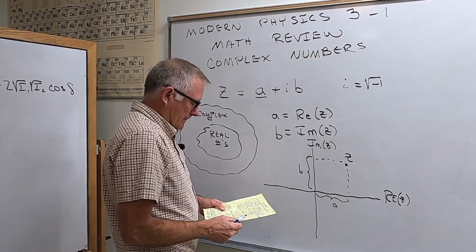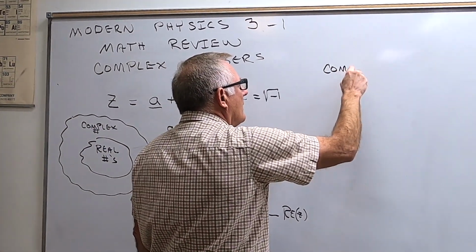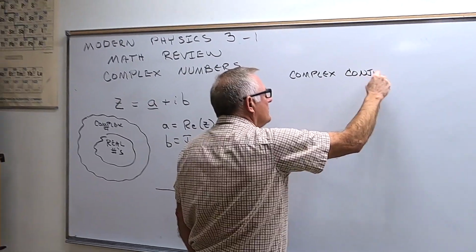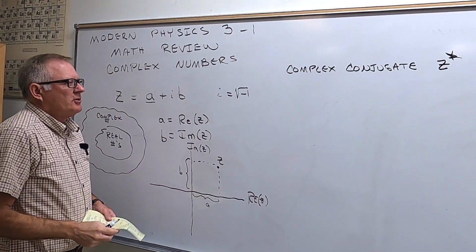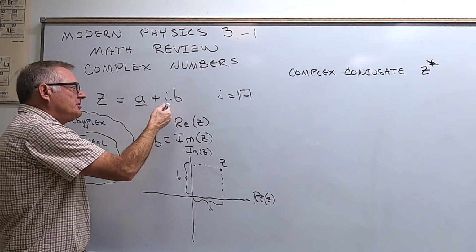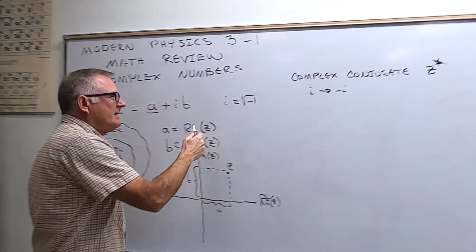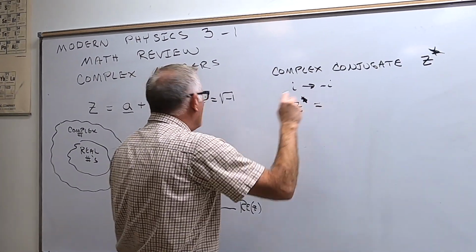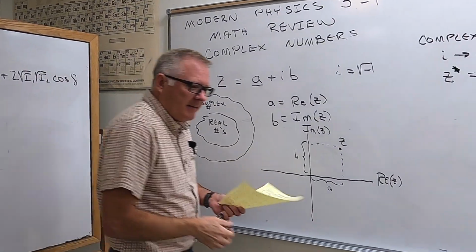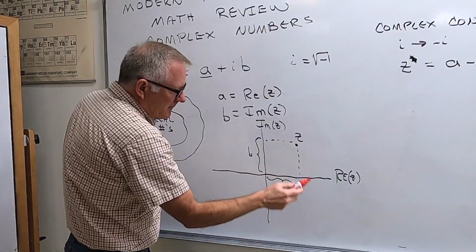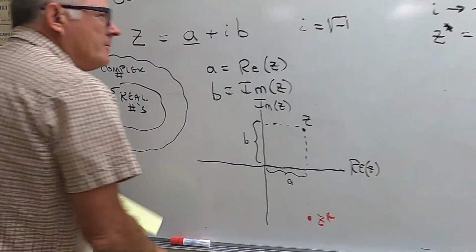We can also define something called the complex conjugate. We designate it as z star. What you do is every place in your z where you have an i, you just replace it with -i. So in this case, z star would just be a minus ib. If I drew it on my complex plane, it would just be the mirror image down here. So there would be z star.